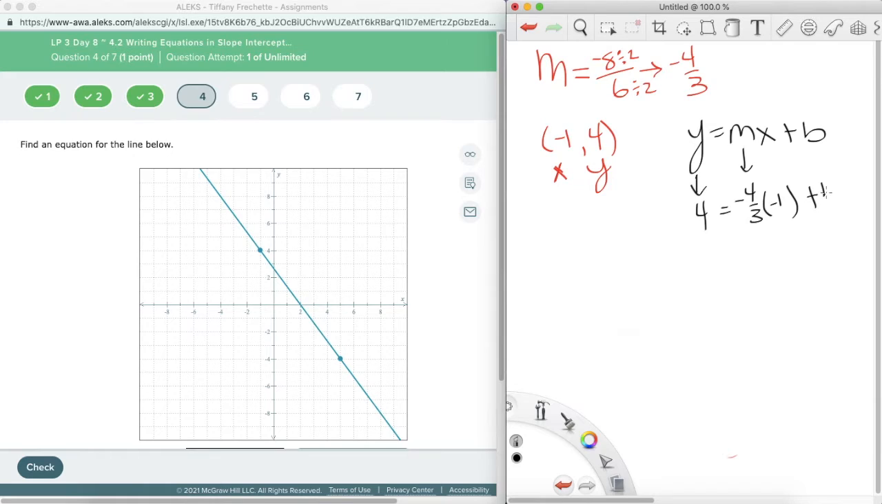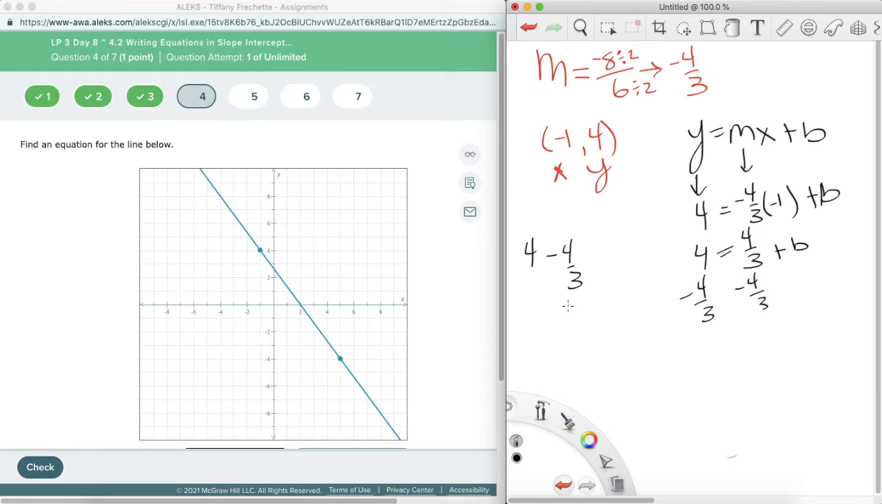So same thing we just did on the last screen. We just had to go through and find a few pieces first before we were able to plug it in here. So -4 thirds times -1 is going to turn it into a +4 thirds. So now this is a +4 thirds. I want to subtract 4 thirds from both sides like this. And then if I look at this, this is 4 minus 4 thirds.